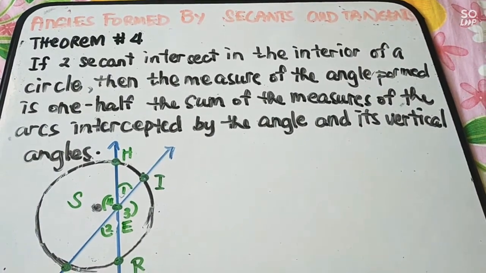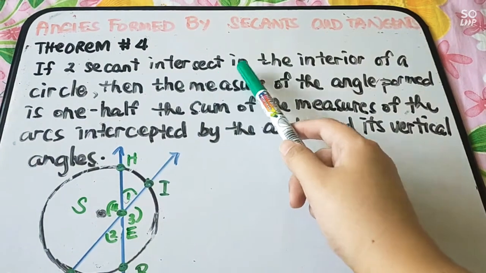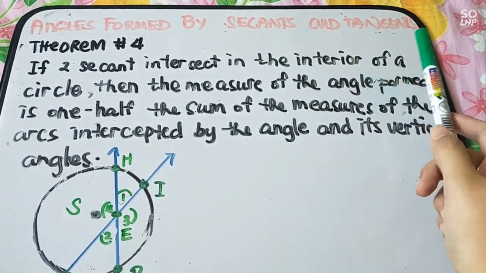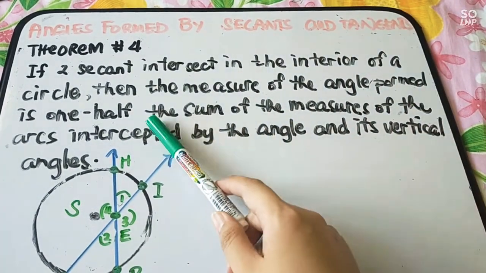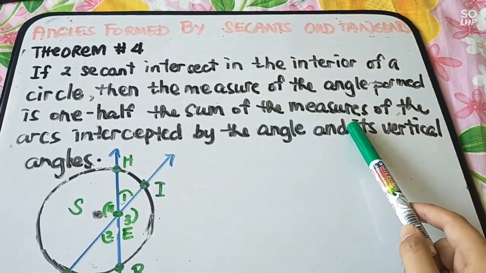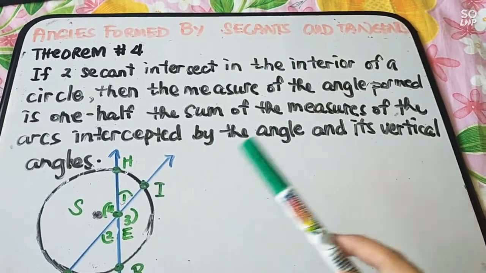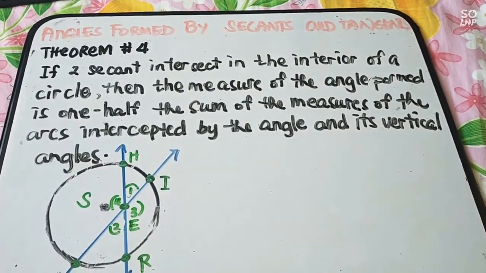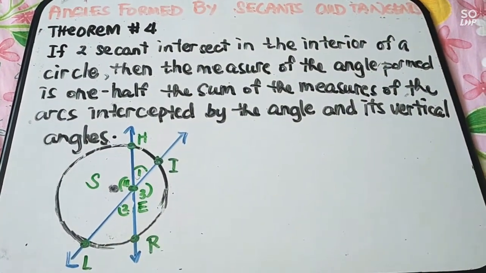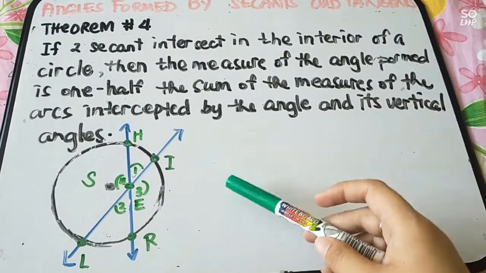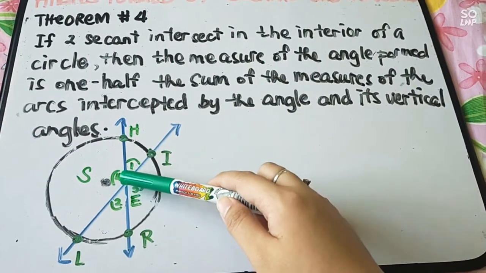Let's have theorem number 4. It says that if two secants intersect in the interior of a circle, then the measure of the angle formed is 1/2 the sum of the measures of the arcs intercepted by the angle and its vertical angles. So, let us consider this one. We have here circle S. They intersect at the interior point, point E.